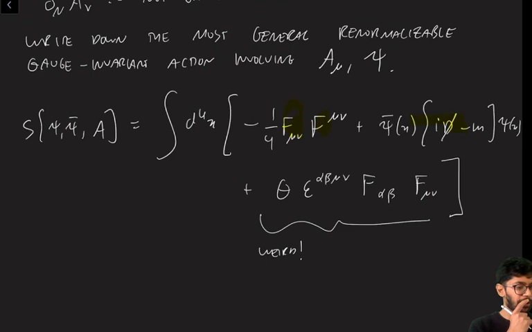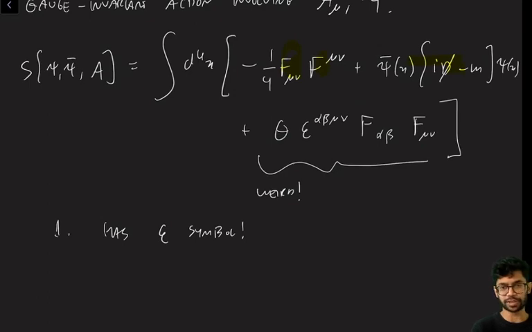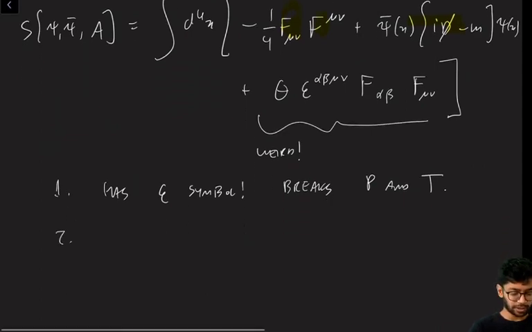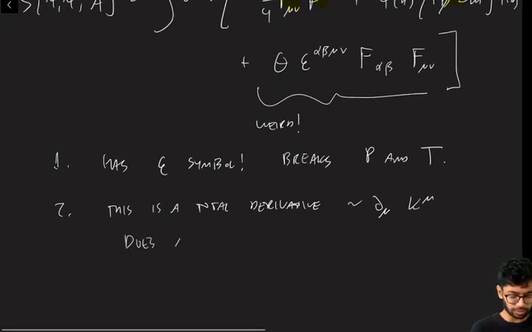Now, it's weird for at least two reasons. The first reason why it's weird is because it has an epsilon symbol, this totally antisymmetric Levi-Civita tensor, which means that it breaks parity and time reversal. Another reason why it's weird is it turns out that this is a total derivative, and you can check that for yourself. It's a fun thing to do. Verify that this is a total derivative of the form d mu K mu, where K mu is something you can work out. What that means is it does not obviously contribute to the equations of motion.